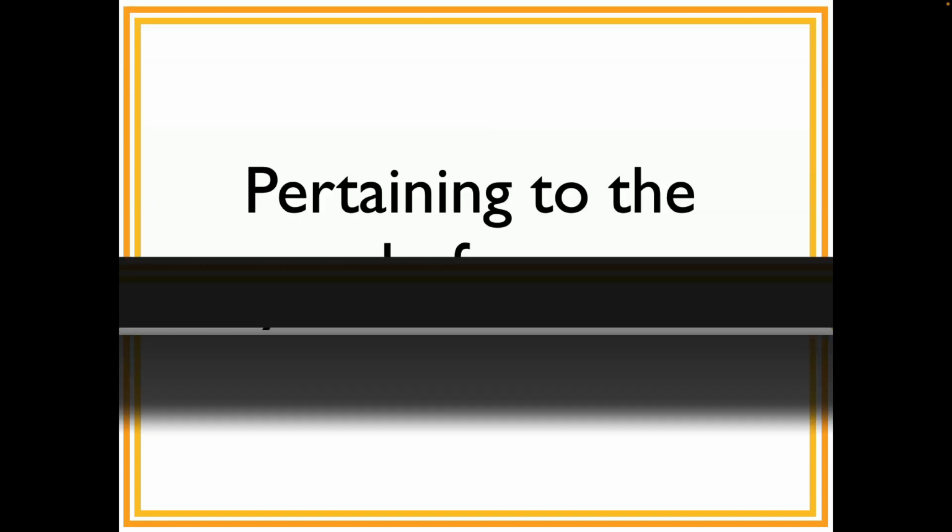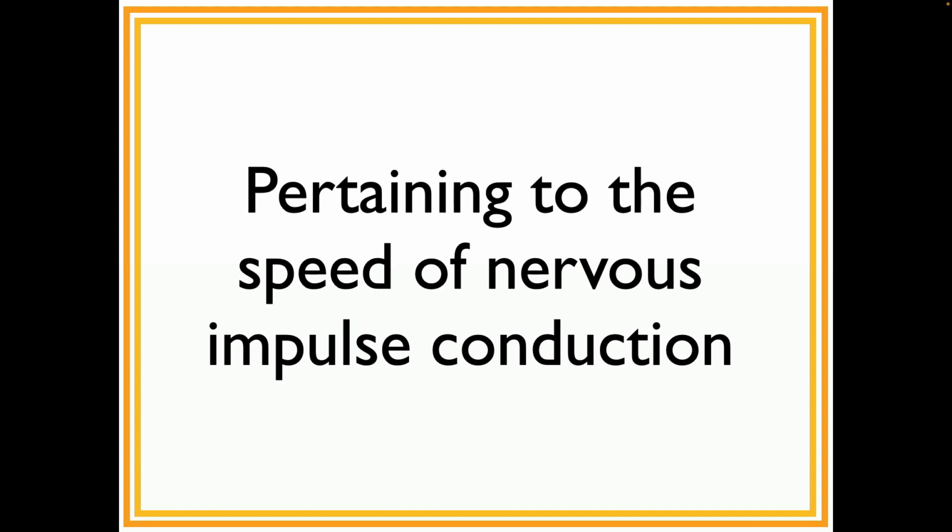Okay. And then this is probably the least used one, dromotropy, which means pertaining to speed of nervous impulse conduction. So electricity is moving through the heart faster. Okay. So epi is also a positive dromotrope. So when you give epi to a patient, it's going to increase the contractile force, speed up the heart rate, and also speed up the speed of nervous impulse conduction.